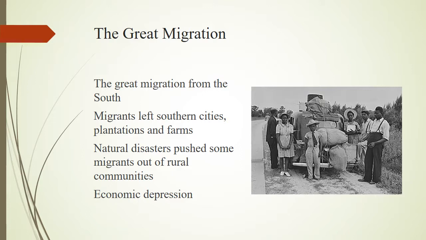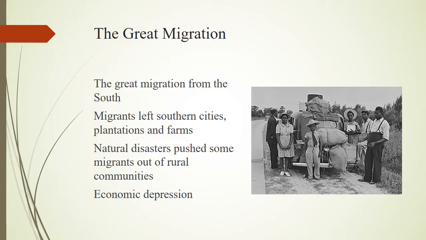In 1910, 90% of African Americans lived in the South. By 1940, 77% of African Americans lived in the South. So approximately 1.5 million African Americans moved north, mostly to cities, between 1915 and 1940. Many black migrants left southern cities, but some also left plantations and farms to settle in urban areas. They abandoned sharecropping and tenant farming for urban wage work.